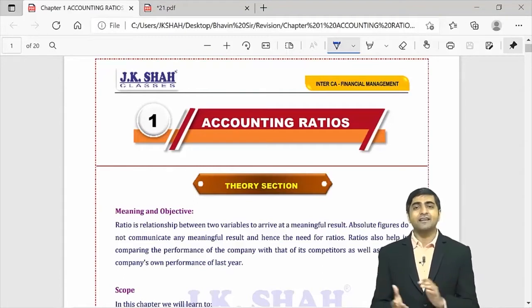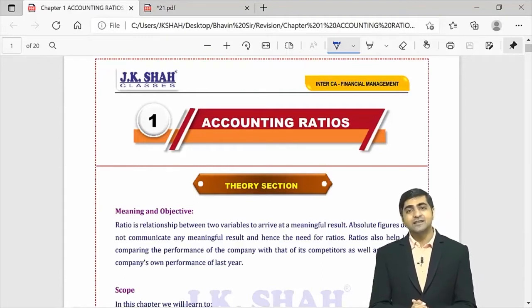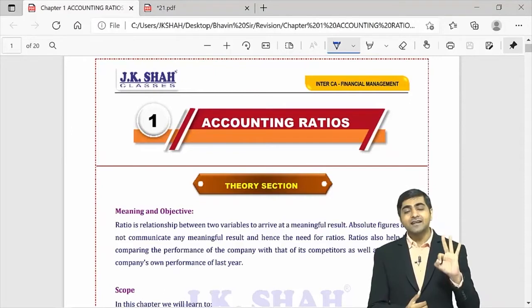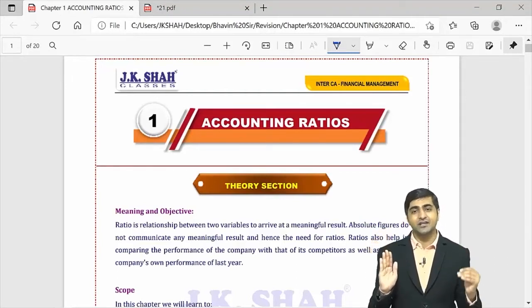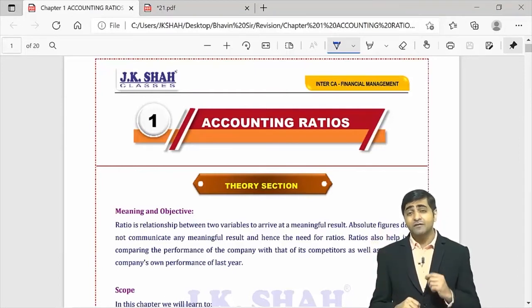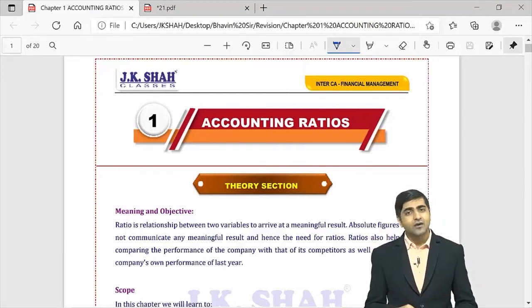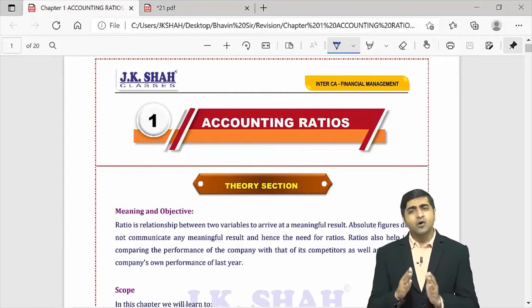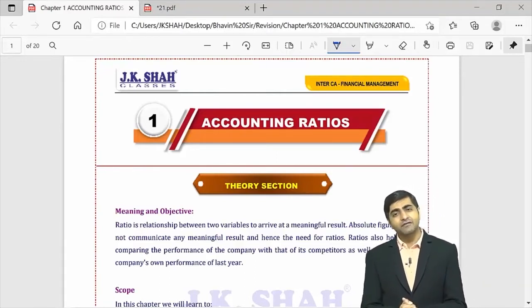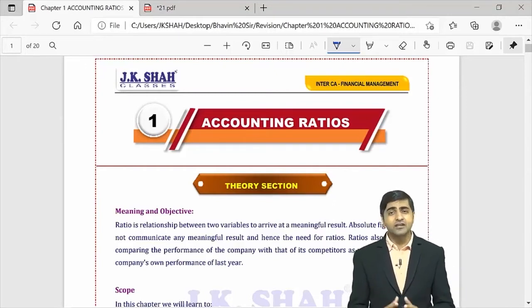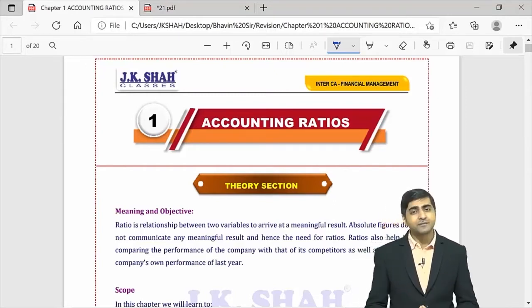So as you all are aware that in accounting ratios, there are 3 types of questions which are possible. The first type of question is what? That they will give you financial statements and we have to calculate the ratios. So that will be your first type of question, where P&L or income statement and balance sheet will be given to you, and then we have to calculate different types of ratios based on the data available.